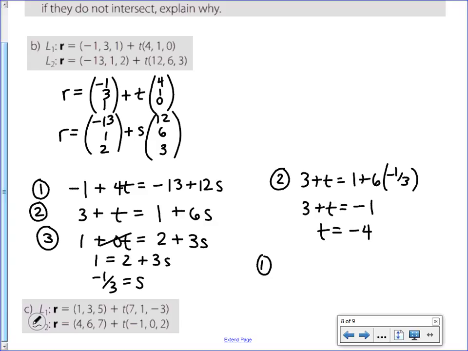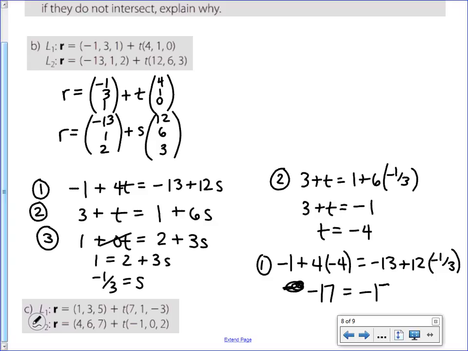So I will use negative 4 as t. Negative 1 plus 4 times negative 4. Negative 13 plus 12 times negative 1/3, and see if these actually are equal. So negative 1 minus 8 on this, negative 1 minus 16, negative 17 on this side. And over here, negative 13 plus negative 4, negative 17 on this side. And that means these lines do intersect.